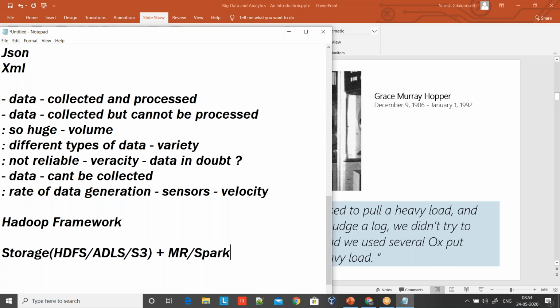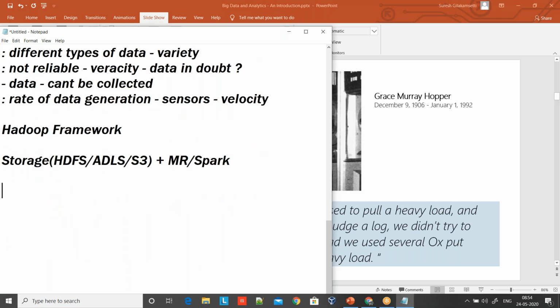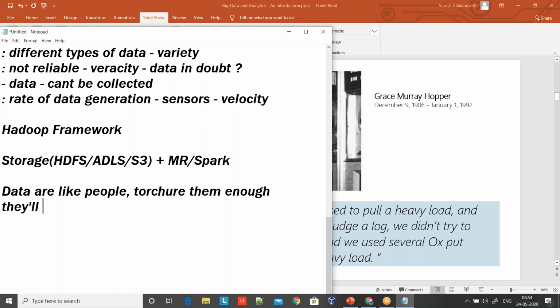Okay, would like to end this session here with my favorite quote, and post that I'll be taking your questions. So this is my all-time favorite quote. Okay, so this is one quote which keeps me moving every day.